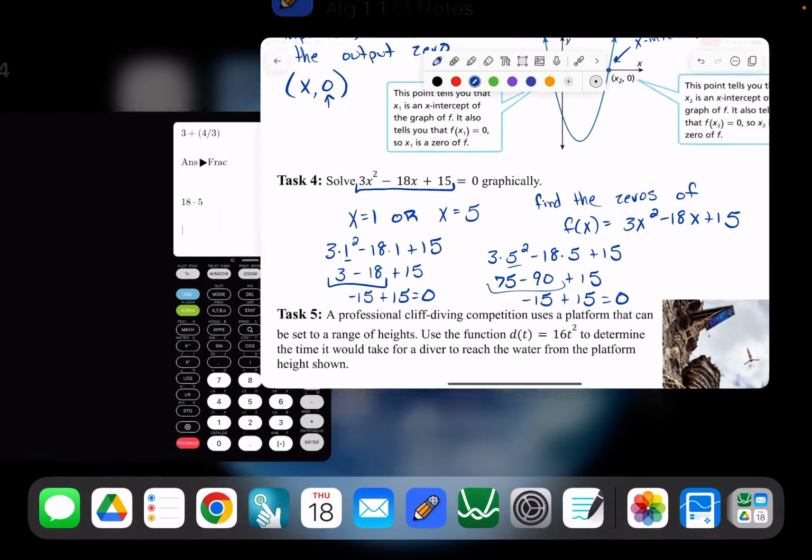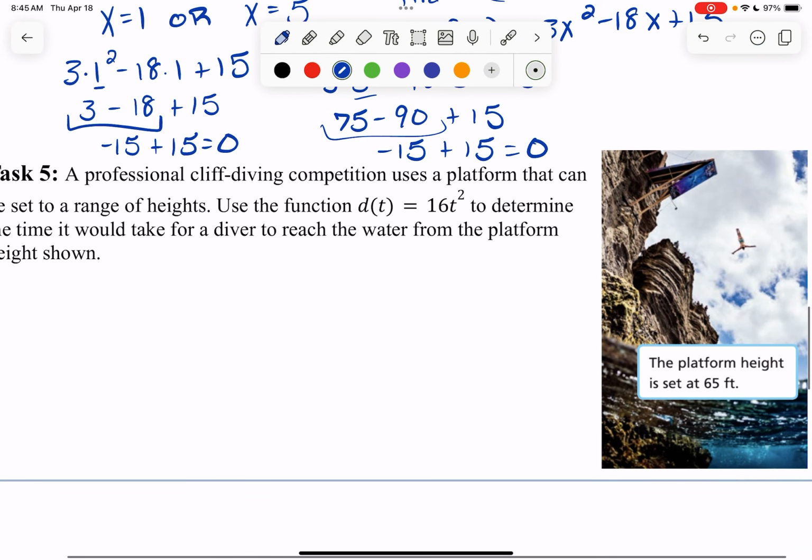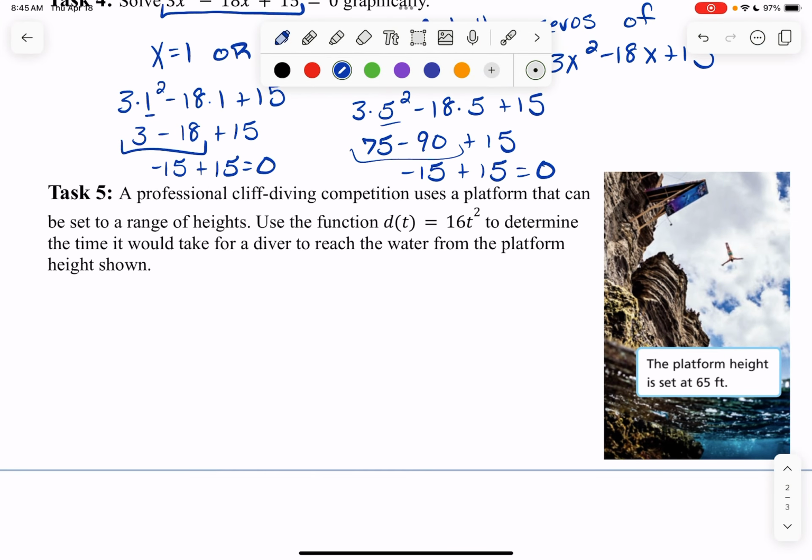Okay, all right, we have one more application type problem. Professional cliff divers are using a platform that can be set to a range of heights. So use the function. This is a free fall function, meaning this gives me the distance given time. So first let's understand this function. My input is time. Oh, and I'm sorry, I don't have the units. Time, I believe, is in seconds.